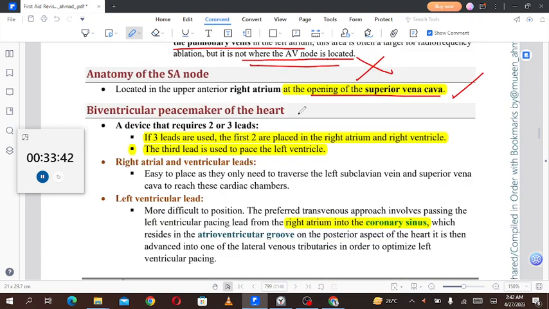Biventricular pacemaker of the heart. What does that mean? A device that requires 2 or 3 leads. If 3 leads are used, the first 2 are placed in the right atrium and right ventricle, and the third lead is used to pace the left ventricle. Okay, it is the biventricular pacemaker of the heart, the artificial device which we place. We can use either 2 leads or 3 leads. If we have 3 leads, 2 of them are placed on the right side, that is the right atrium and right ventricle, and 1 is placed for the left ventricle.